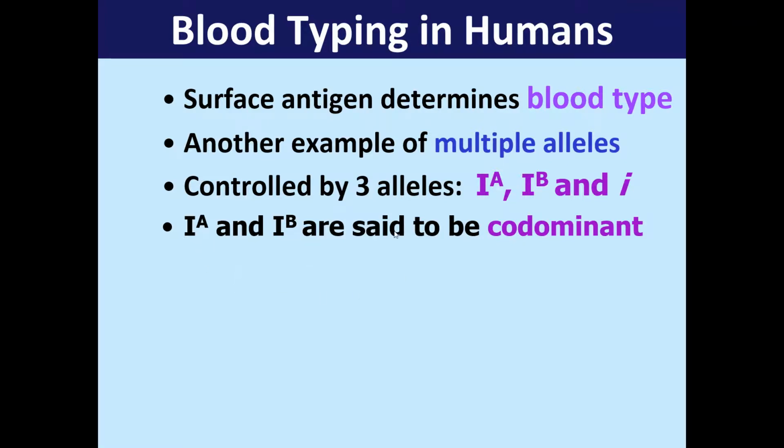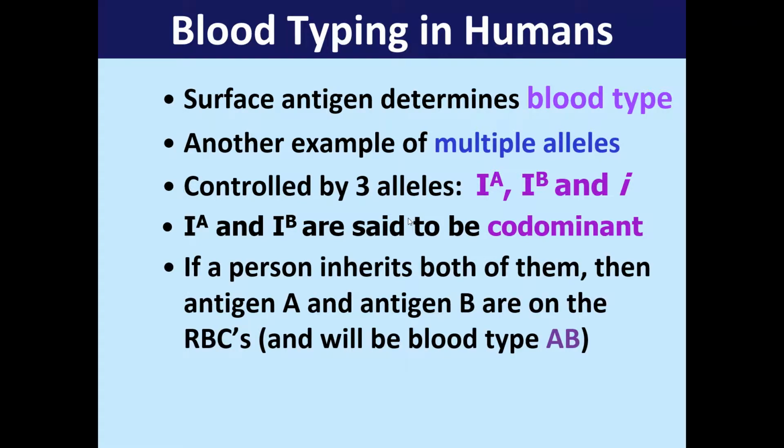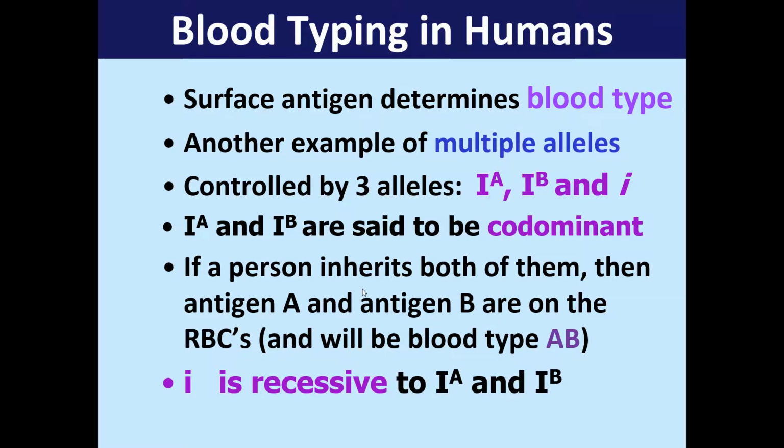One is not dominant to the other. They are both present on the red blood cells. So if a person inherits both of them, then antigen A and antigen B are on the red blood cells and will be blood type AB. Little i is recessive to IA and IB, which means the only way to have type O blood is to have little i as the genotype.